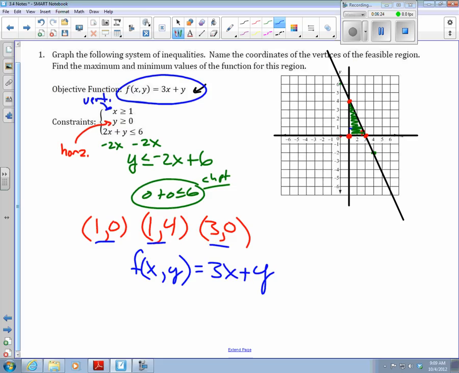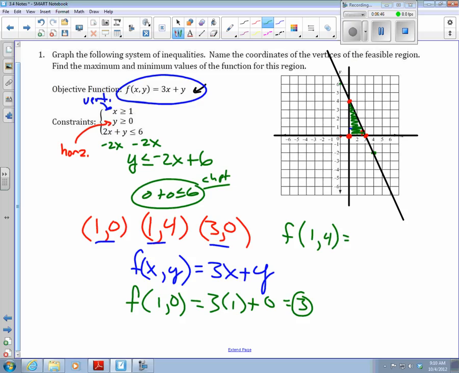The first one, f of 1, 0, equals 3 times 1 for the x plus 0 for the y. It's pretty easy. 3 times 1 is 3 plus 0 is 3. That has a value of 3. F of, let's plug this other one in, 1, 4. So it's going to be 3 times 1 plus 4 for the y. 3 times 1 is 3 plus 4. This is going to give me 7.